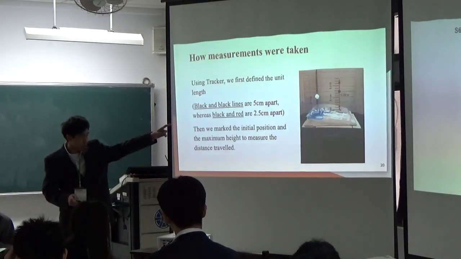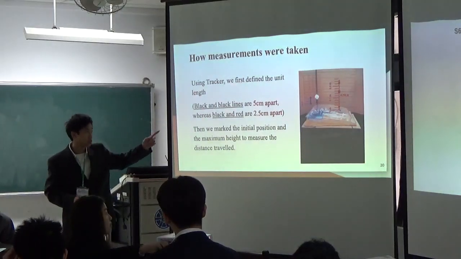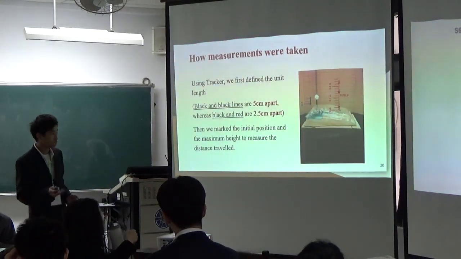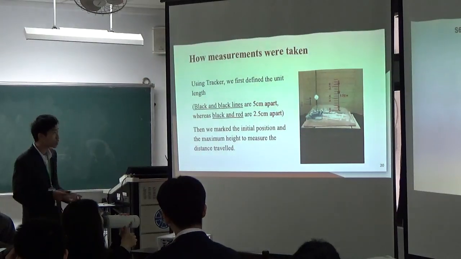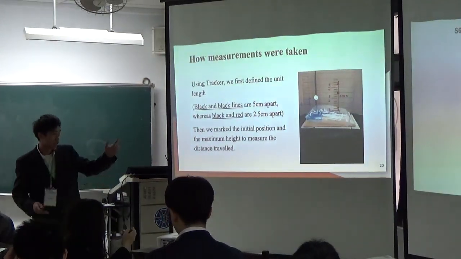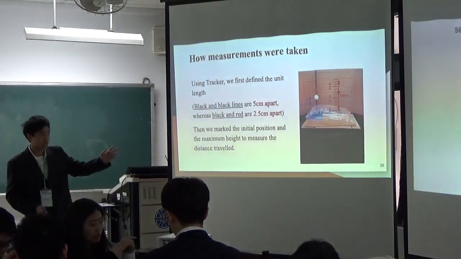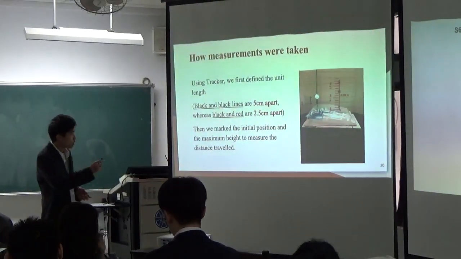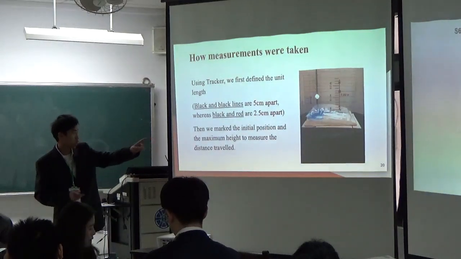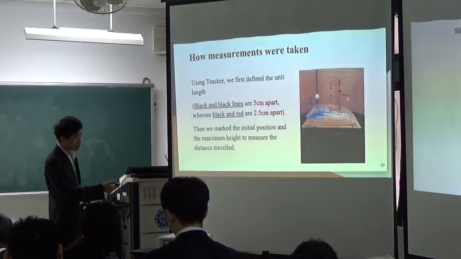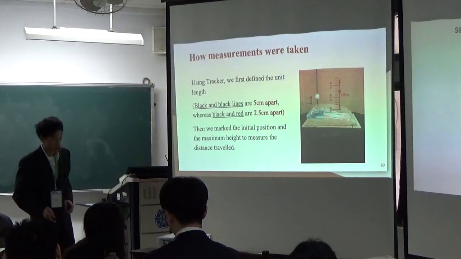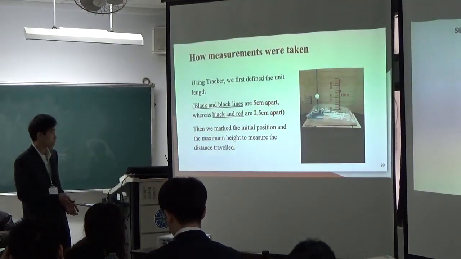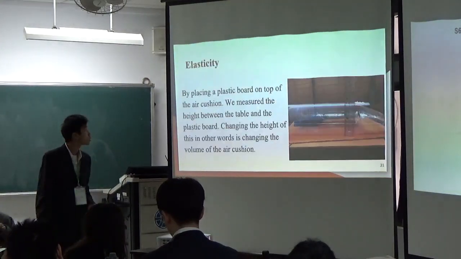You'll notice in the background that there are black lines and red lines. We first defined this unit in Tracker, and black lines are 5 centimeters apart, whereas black and red lines are 2.5 centimeters apart. How we measured H2 is we marked the initial position right here and the maximum height reached, and by applying that, we used the square root of 2gh.